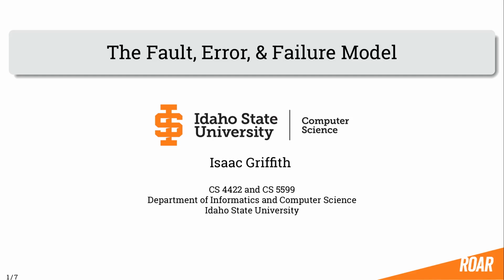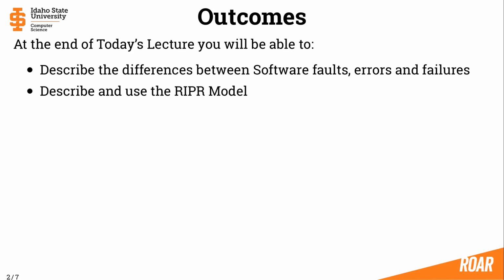Today we're going to talk about kind of a wrap up of the first 5 chapters of the book, and we're going to talk about the fault, error, and failure model. Once again, just to be sure that everyone is clear on what we're talking about. Basically, the outcome will be to ensure that you know the difference between software faults, errors, and failures, and can describe and use the RIPR model.